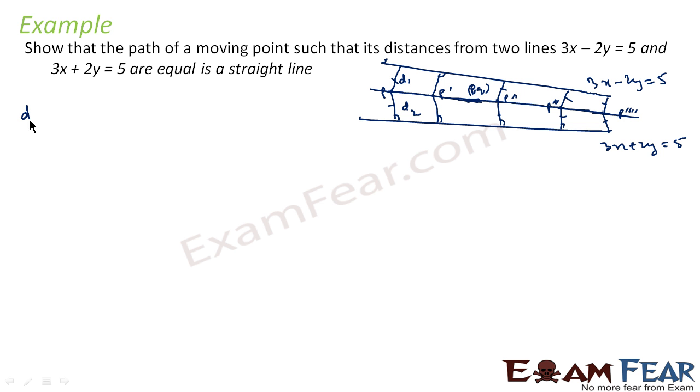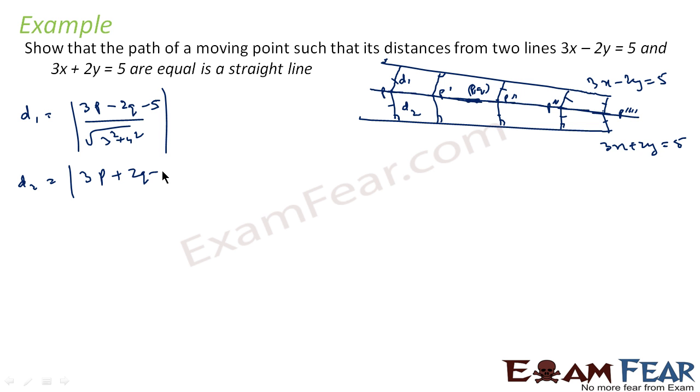D1 at any given point of time, from the equation 3x minus 2y is equal to 5, is mod of 3p minus 2q minus 5 divided by root over 3 square plus 2 square. This is the D1 distance. Similarly, D2, from the equation 3x plus 2y is equal to 5, comes out to be mod of 3p plus 2q minus 5 divided by root of 3 square plus 2 square. This is D1 and this is D2.